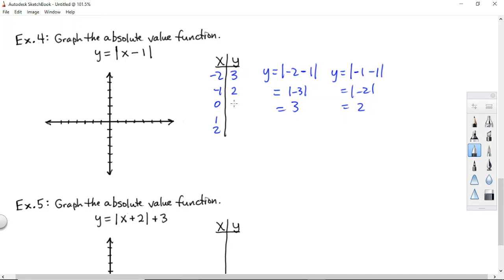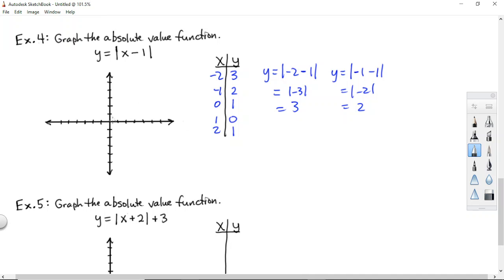When we put in 0, we're going to subtract 1 from it. So inside the bars will be negative 1. The absolute value of that is 1. When we put in 1, 1 minus 1 is 0 inside the bars. The absolute value of that is 0. When we put in 2 for x, we'll have 2 minus 1 in the bars, which is 1, and the absolute value of 1 is 1.